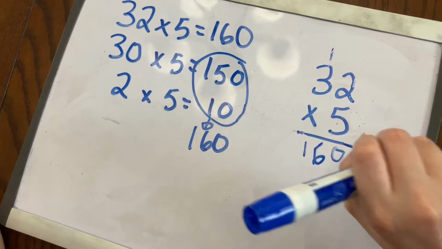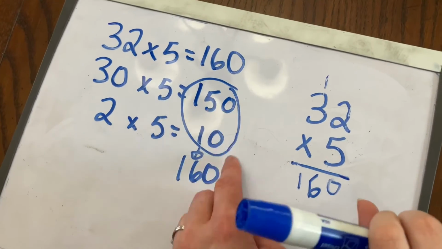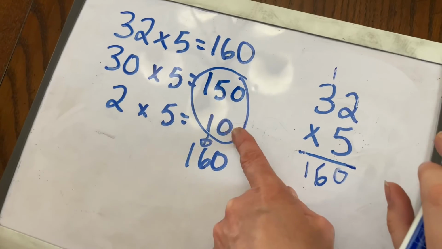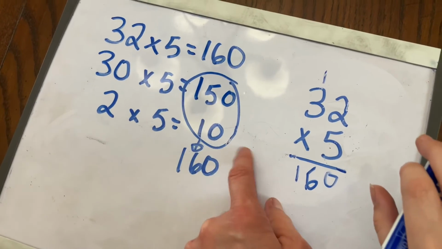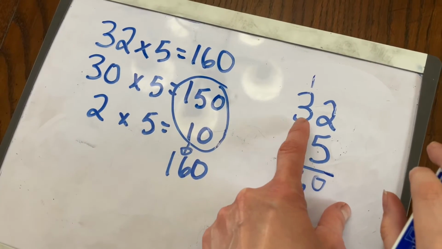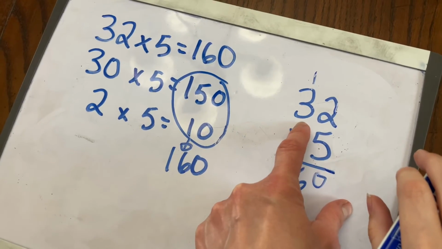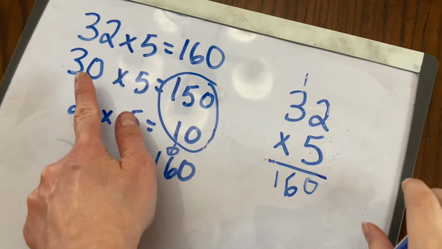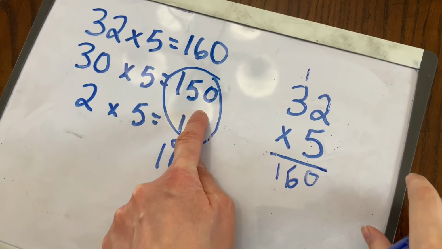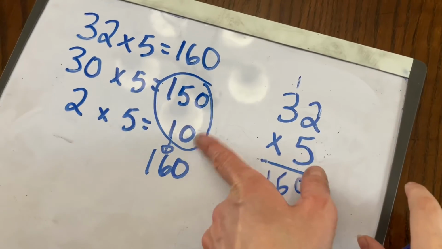Okay. So if we look at what it is over here, 2 times 5 is the 10. That's the same 10 over here. 2 times 5 is 10. And if we look at this number, it's 3 times 5, but it's actually a 30. So 30 times 5, which is over here, 30 times 5 is 150. And the 1 up here, that's the 10.